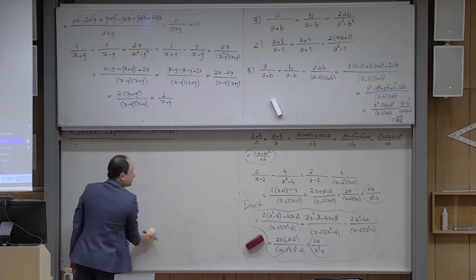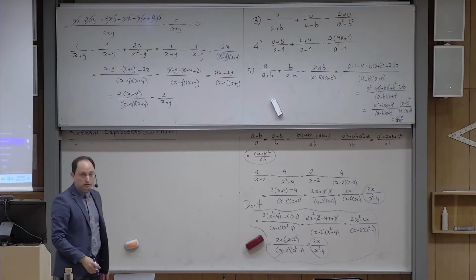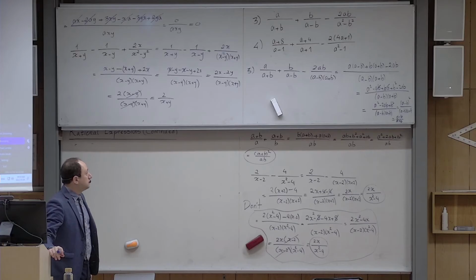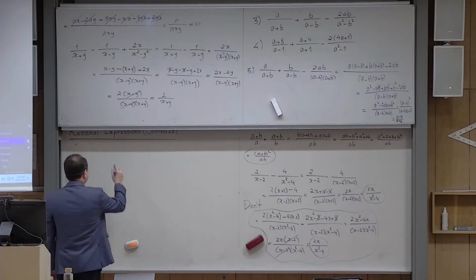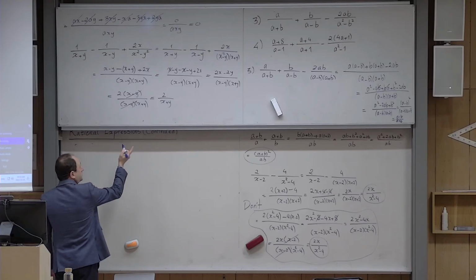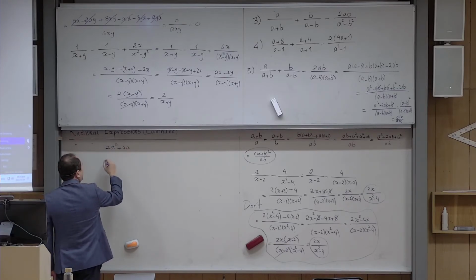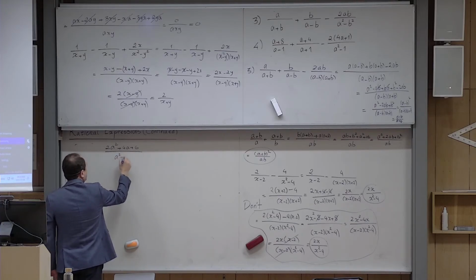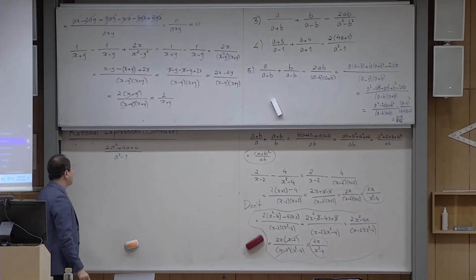Okay, so Rasmus, what is your answer now for number 4? You said 2x squared plus 4a plus 6 divided by a. So what? There is no x there, but you might mean a, yes? Oh yeah, sorry. So 2a squared plus 4a plus 6 divided by a squared minus 1. Okay.